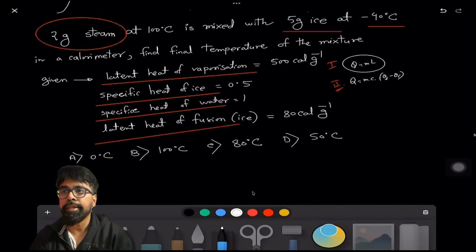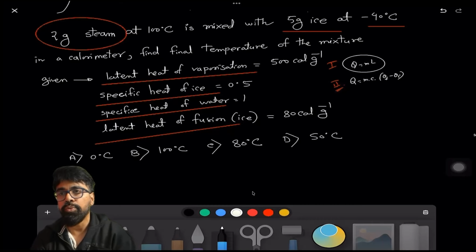The question says that there is 2 gram steam at 100 degrees Celsius. It is mixed with 5 gram ice at minus 40 degrees Celsius in a calorimeter. We have to find out the final temperature. The latent heat of vaporization, specific heat of ice, specific heat of water, and latent heat of fusion of ice are all provided. So to solve this problem, you first have to understand which one is the hot body and which one is the cold body. Obviously, steam is the hot body and the ice is the cold body.